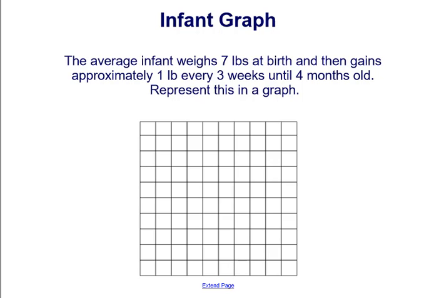Let's go through one more example just to make sure we really have our steps down. So this example has the scenario where the average infant weighs 7 pounds at birth and then gains approximately 1 pound every 3 weeks until 4 months old. Represent this in a graph. So the first step again will be to determine the independent and dependent variables so we can label the x and y axes. We'll then number the x and y axes based on the numbers given in the scenario, so that we can create a table to make ordered pairs to graph and connect with a line.